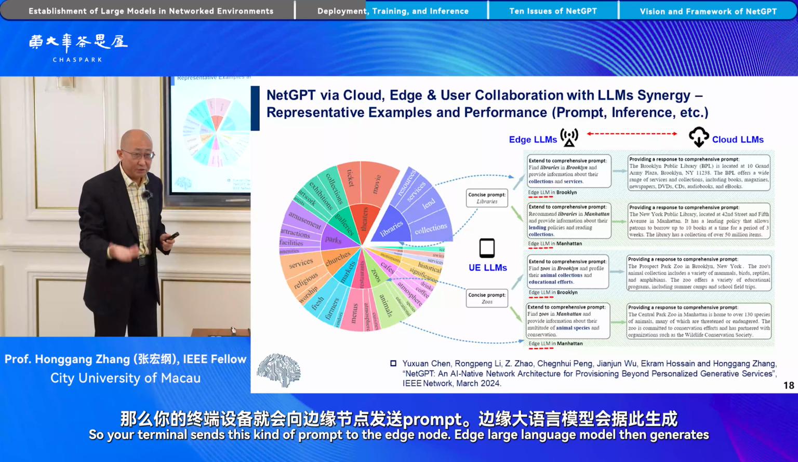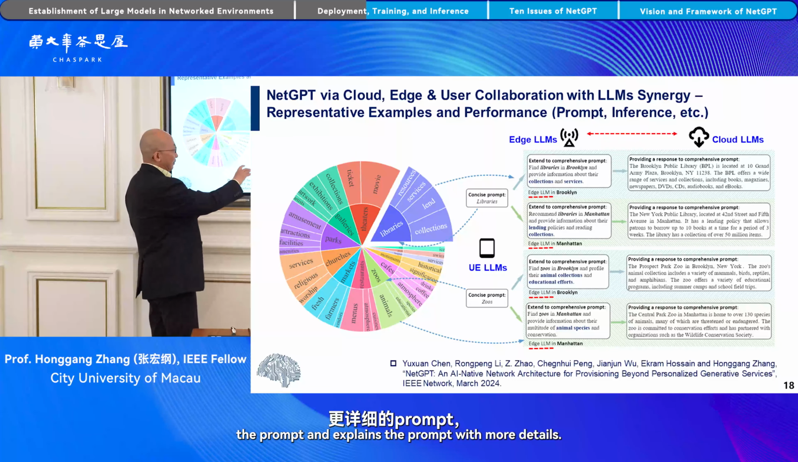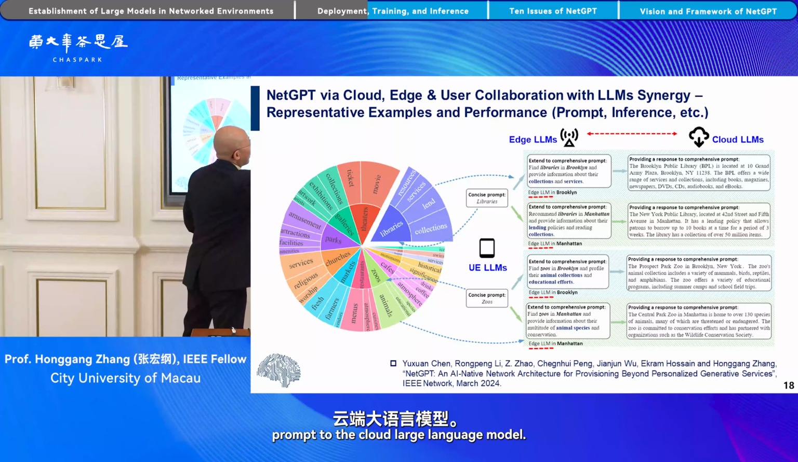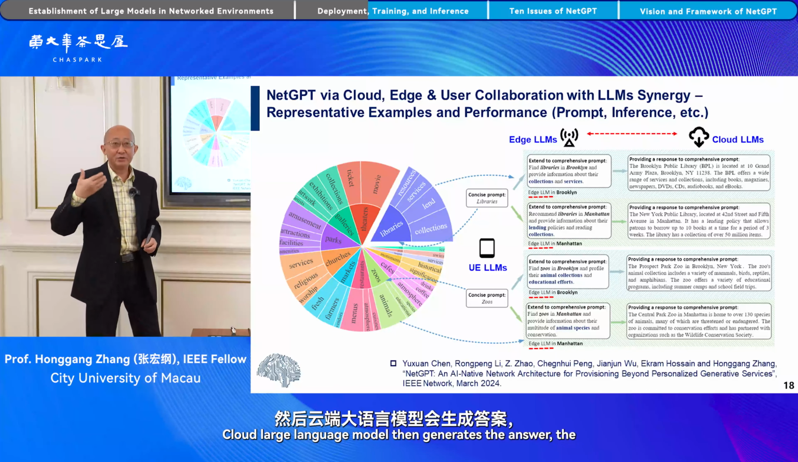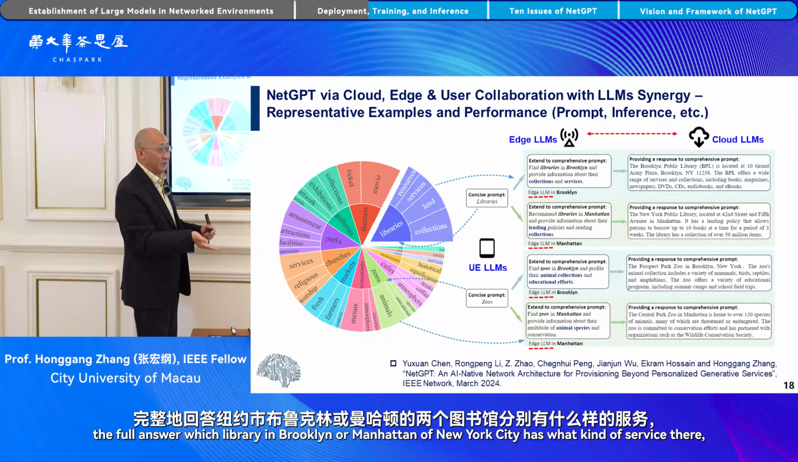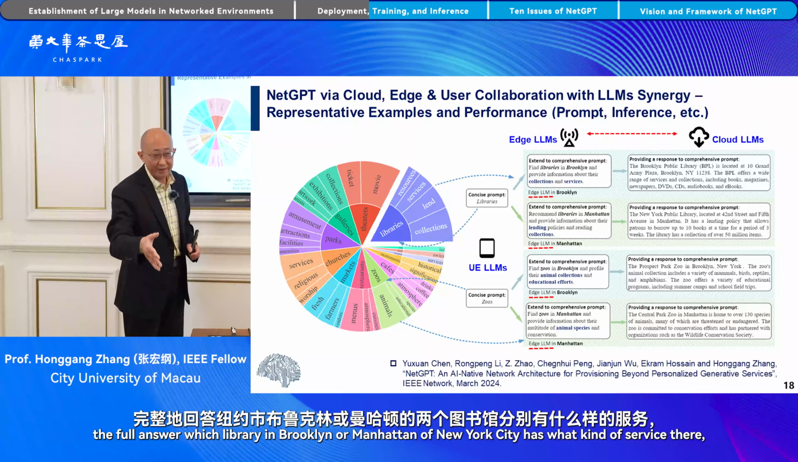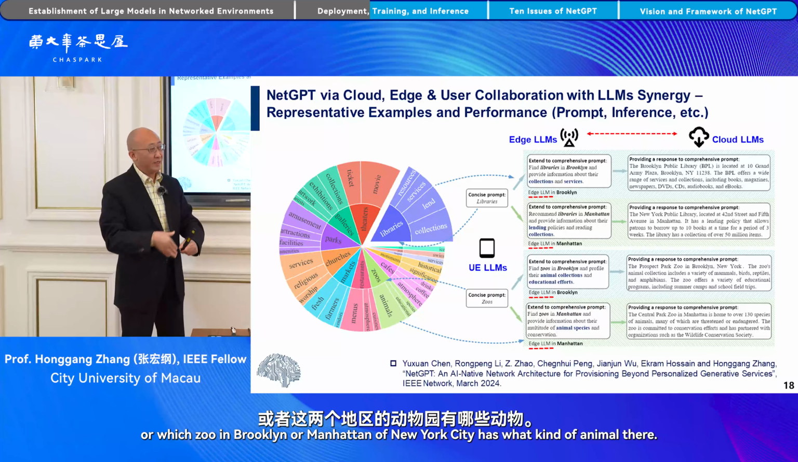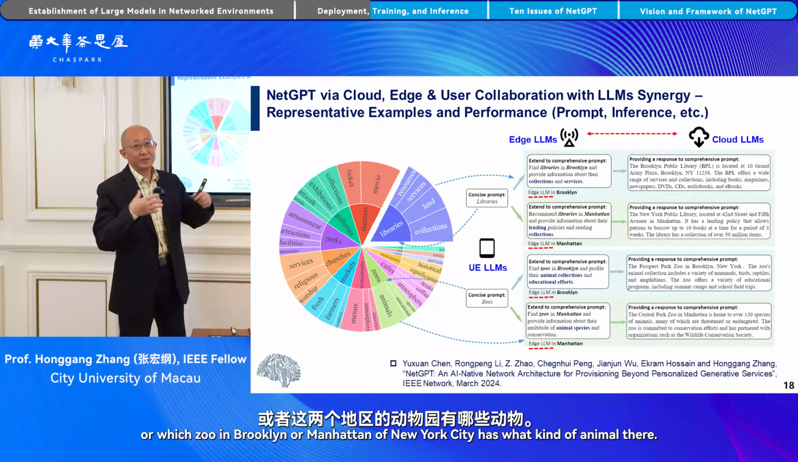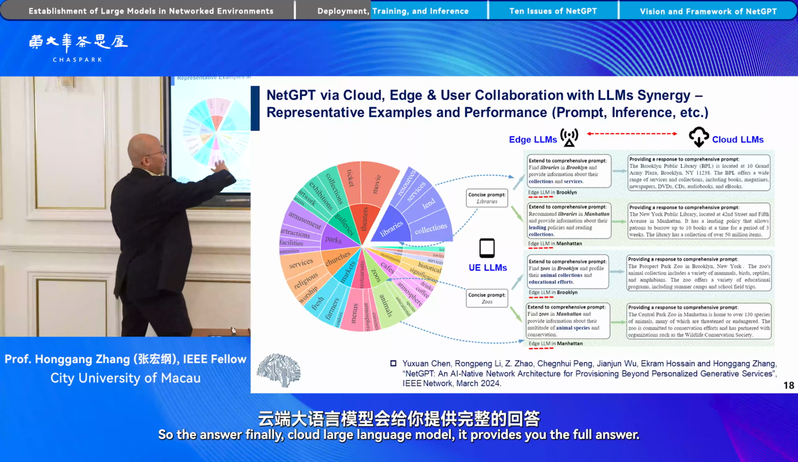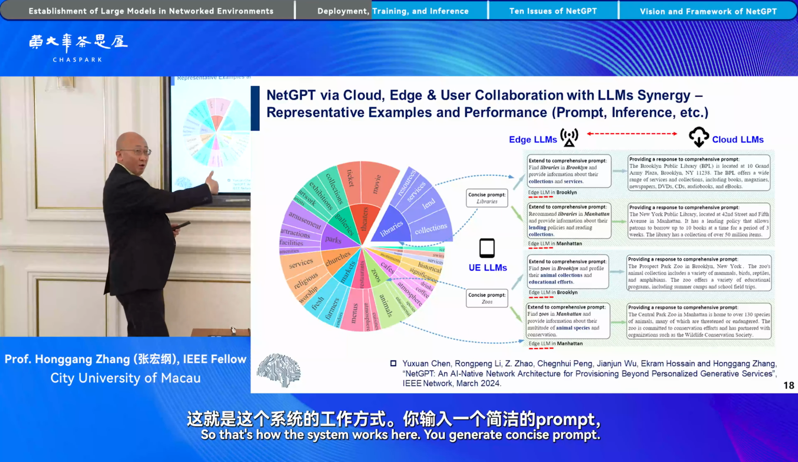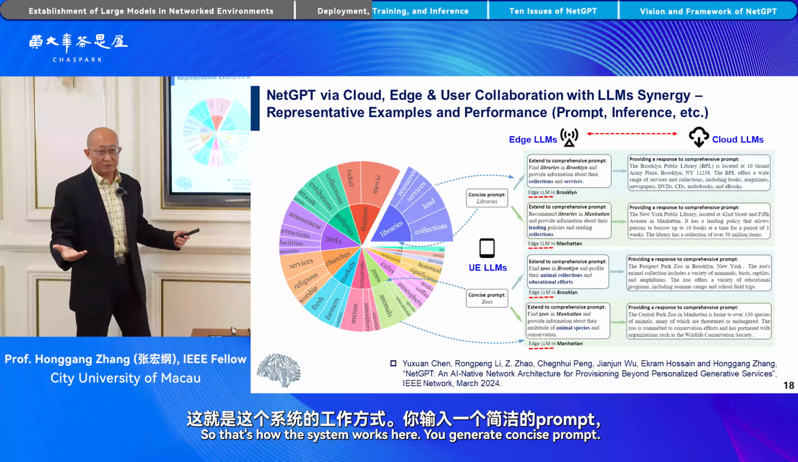The edge language model then expands the prompt and explains it with more details. Then the edge large language model sends the comprehensive prompt to the cloud large language model. The cloud language model then generates the full answer: which library in Brooklyn or Manhattan has what kind of service, or which zoo in Brooklyn or Manhattan of New York City has what kind of animal. So finally, the cloud language model provides you the full answer. So that's how the whole system works here.